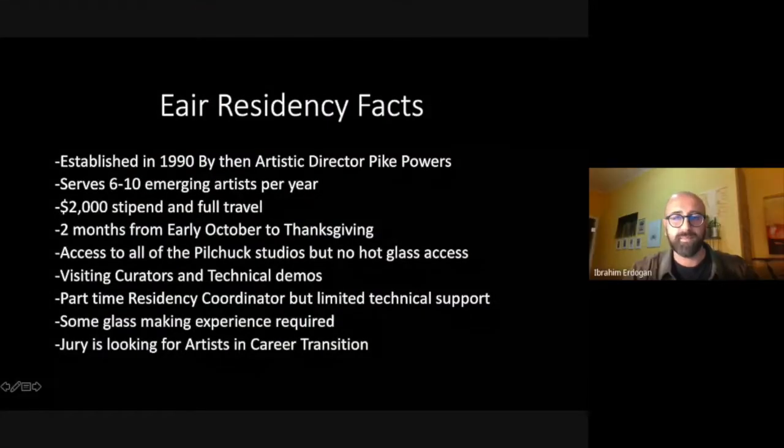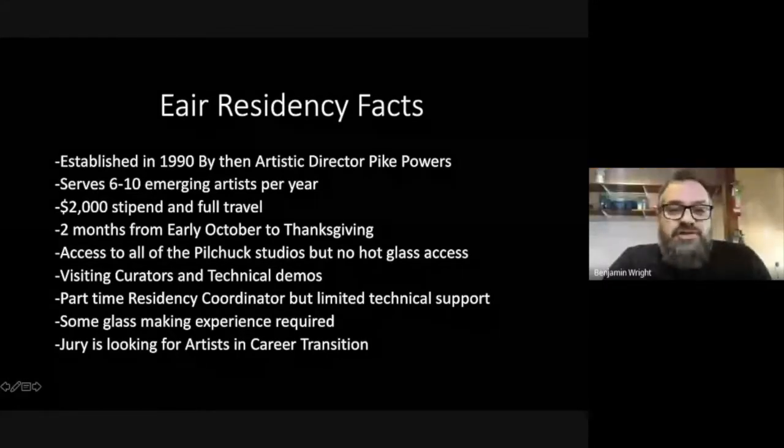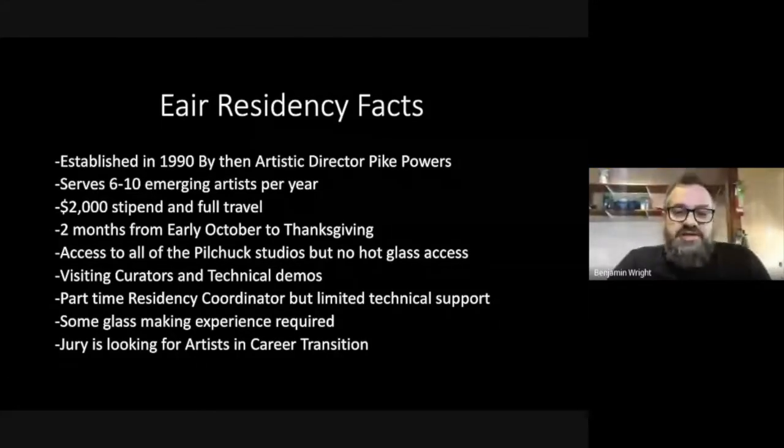Yes. Okay, great. So the EAiR Residency was established in 1990 by then Artistic Director Pike Powers. It serves 6 to 10 emerging artists per year. We've gradually been growing this cohort a little bit. It now comes with a $2,000 stipend and full travel reimbursement. There is a cap on that, but it usually covers everybody's travel.